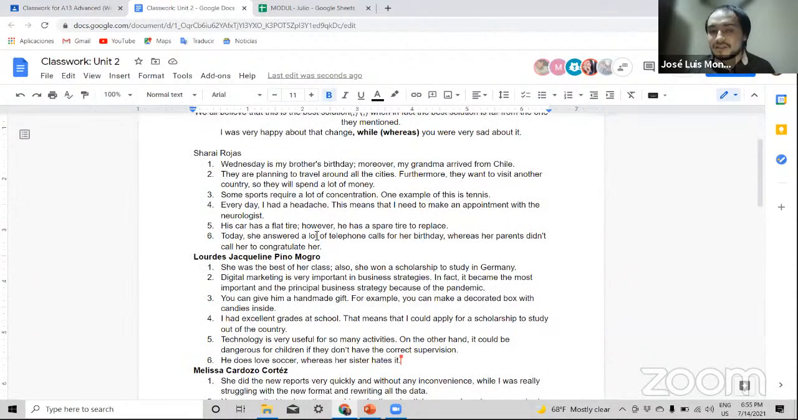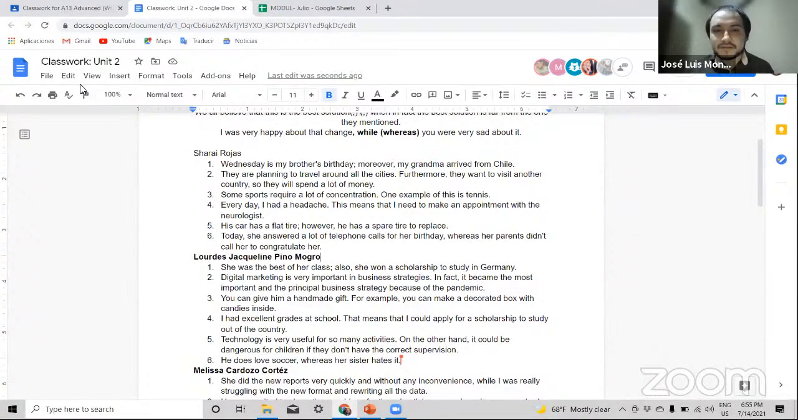If you see 6 examples and you see that they are using however and whereas, while, then try to do the same, right? And you're going to be okay. You have until Monday to complete all that, all right?